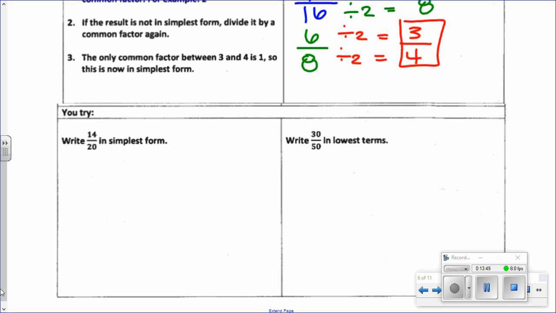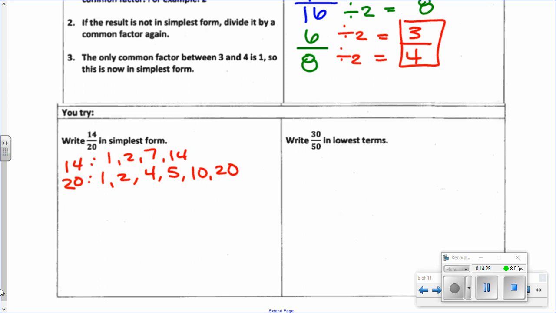All right. So I will do this with both methods. Depending on which way you would rather do it, I'm going to start with this one over here, 14/20. So if you went through and listed all the factors of 14, you would have come up with 1, 2, 7, and 14. Okay. And then for 20, you would have got 1, 2, 4, 5, 10, and 20.